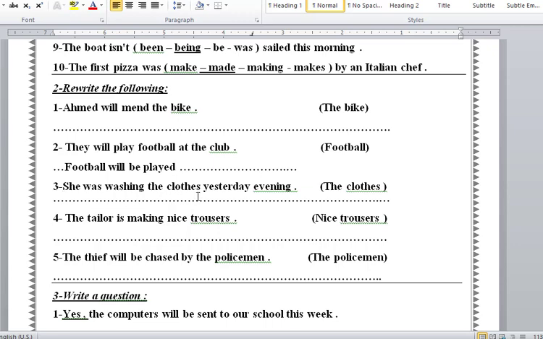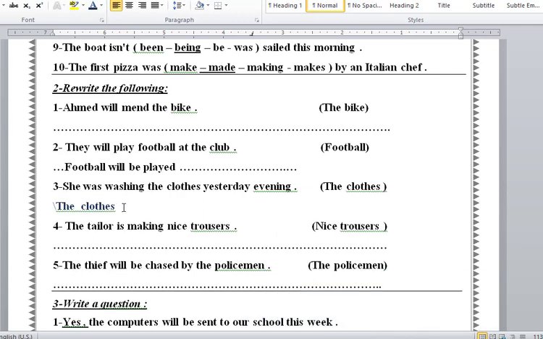She was washing the clothes yesterday evening, so we will start using the clothes. Okay, we have here a mistake.